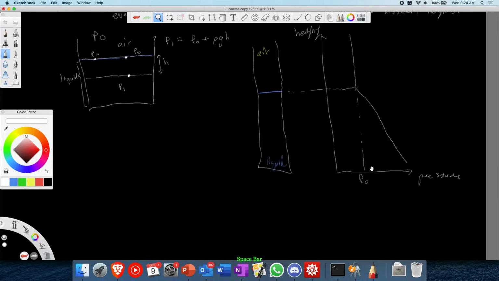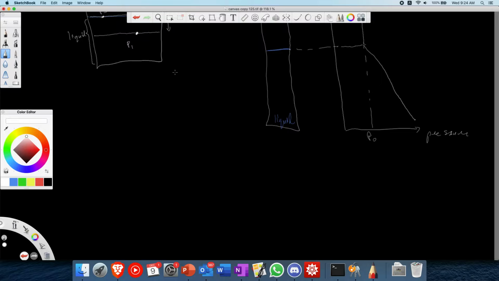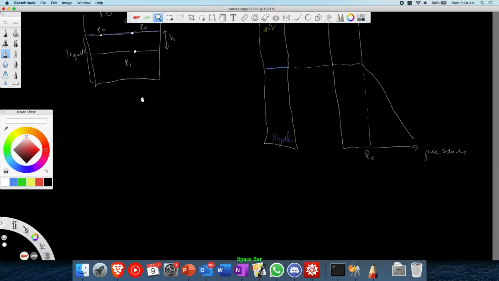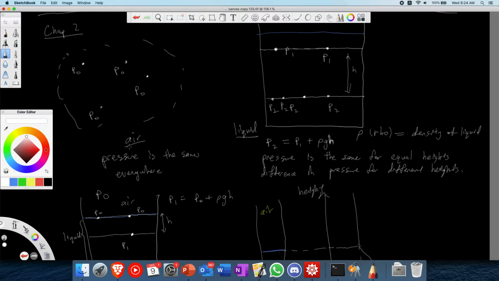Let's talk about air again. Previously I said pressure is the same everywhere, but that is not 100% true. We talk about air and liquid, but actually this applies to fluids. This liquid formula, P2 equals P1 plus rho gh, applies to fluids. So instead of liquids, let's replace it with the word fluid. Air is actually a fluid, and fluids are liquids and gases. So the formula applies for air as well.